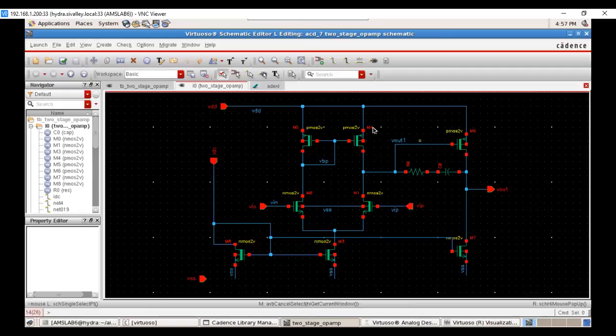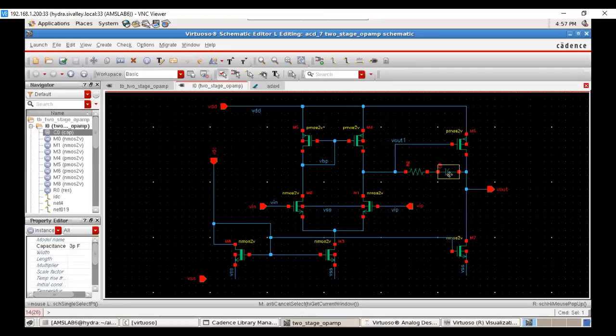When we clubbed these two in series, we came to know that some compensation is needed for stability. That's why we took the compensation capacitor CC here. After adding this, we realized it also creates a problem in the frequency response: it introduces a zero, which decreases the phase margin. That is an undesired effect that I don't want in my circuit.